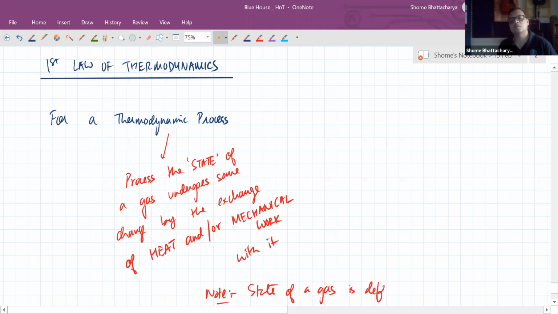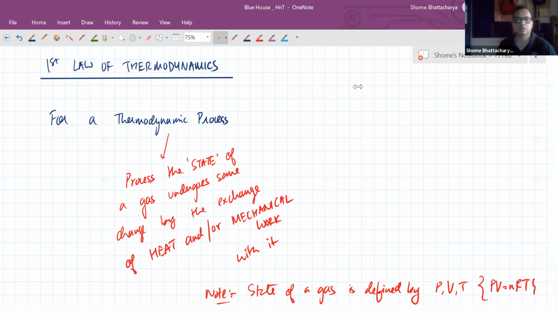See, what we mean by the state of a gas is defined by pressure, volume, temperature, and the interrelation between them. PV equal to nRT, which is the ideal gas equation, is also called the equation of state.